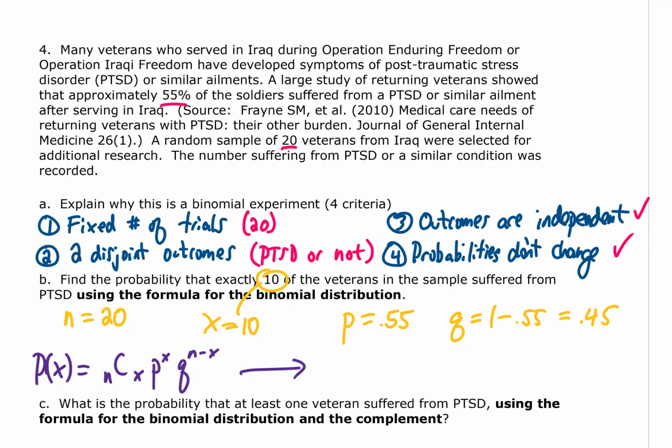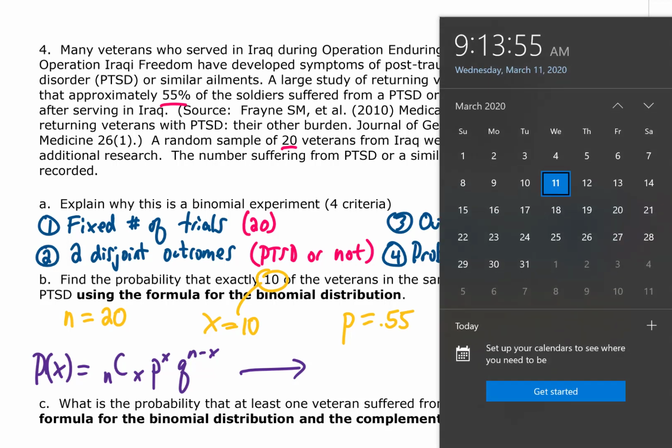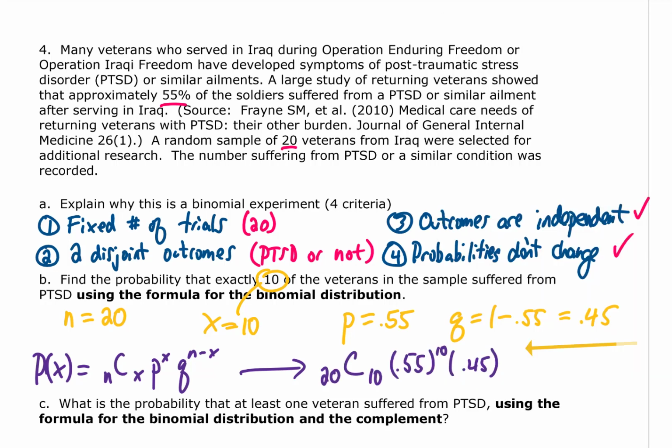And if we plug in our n, our x, our p, and our q into this formula, this is what we get. Our power on q is n minus x, and 20 minus 10 in this case is also 10. So I'm putting this 10 here as well.